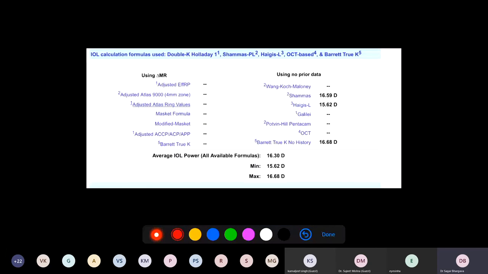And once you enter that and click calculate, you will get different formulas showing different values. So you will get the average IOL power, you will get the minimum IOL power and the maximum IOL power. So it's up to you what you want to take.